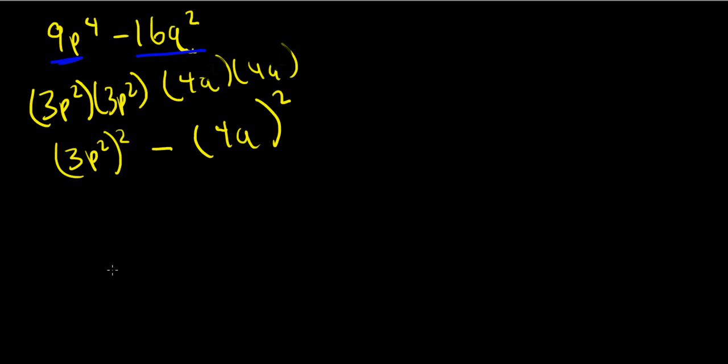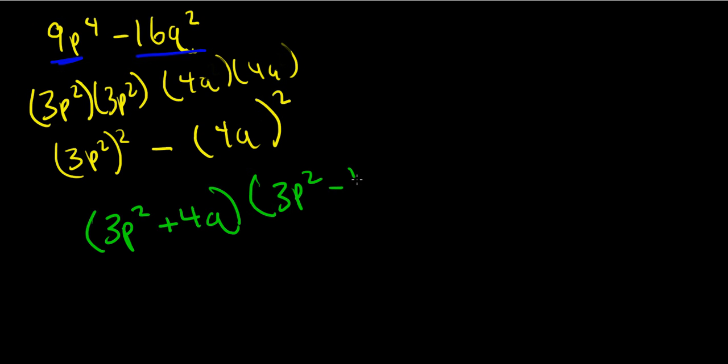So we can go ahead and set up the same thing as a plus b times a minus b. So a in this case would be the 3p squared plus b, which would be 4q, times a, 3p squared, minus b, which would be 4q.